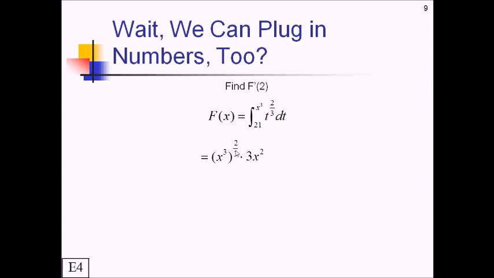So multiplying these exponents together, this is just going to be x to the second times this 3x squared is going to be 3x to the 4th. And then if I plug 2 into that, 3 times 2 to the 4th, that's 3 times 16, or 48.